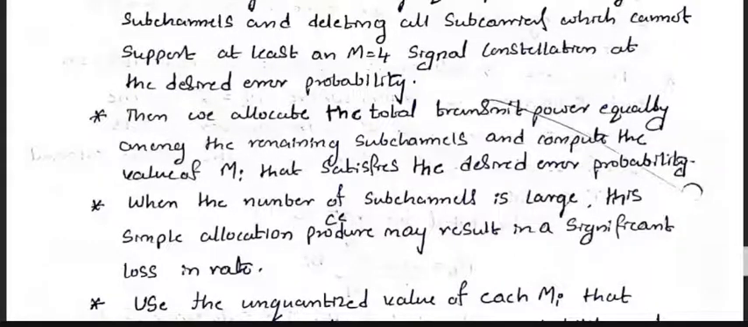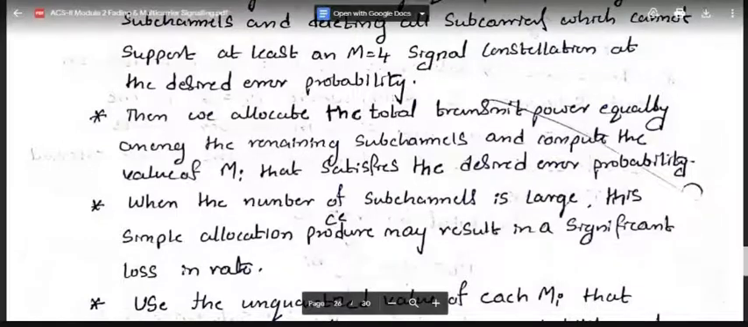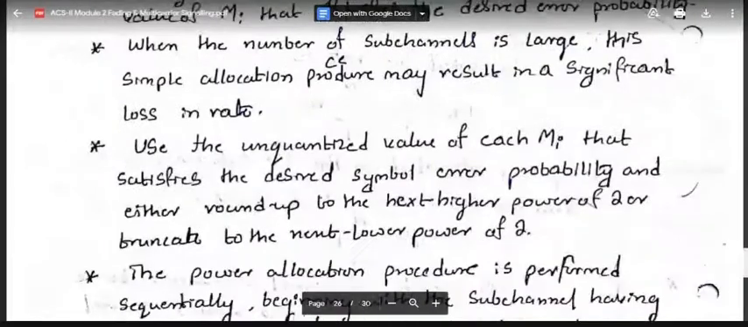If the subchannel is very large, then this may result in a loss in the rate. That means our bit rate would be reduced if the subchannel is very large. Then, if we didn't get the desired symbol error probability, we need to utilize the quantization process, either to round up to the upper power of 2 or the lower power of 2. Either we need to round up or truncate it.